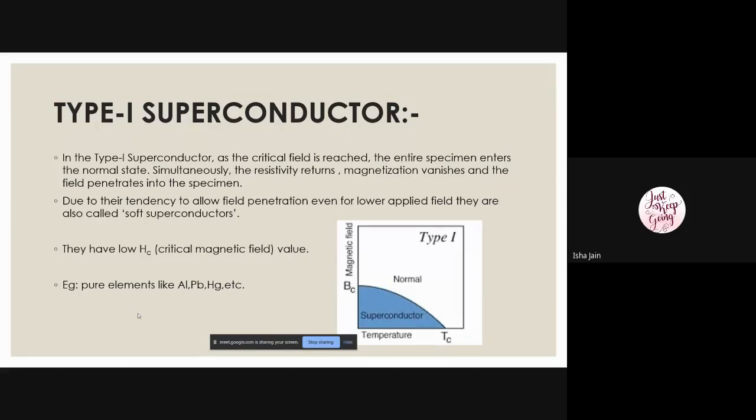Type 1 superconductor. So, in type 1 superconductor, as the critical field is reached, the entire specimen enters the normal state. Simultaneously, the resistivity returns, magnetization vanishes, and the field penetrates into the specimen. Due to their tendency to allow field penetration even for lower applied fields, they are also called soft superconductors. And they have low critical magnetic field, which is denoted by Hc.